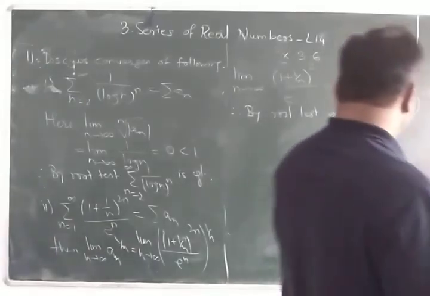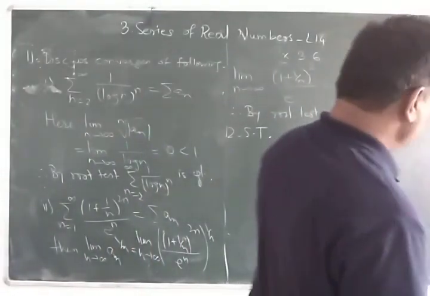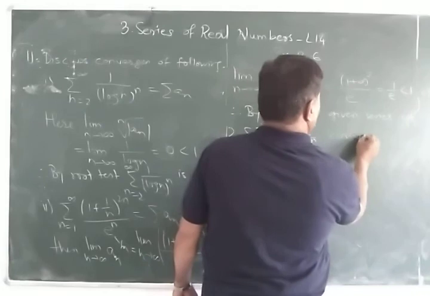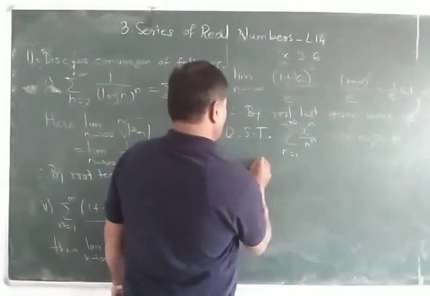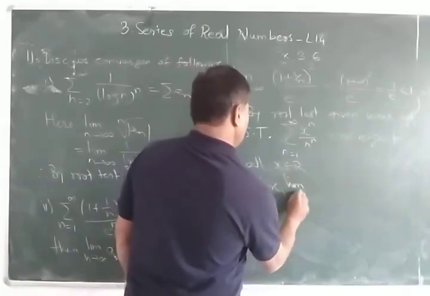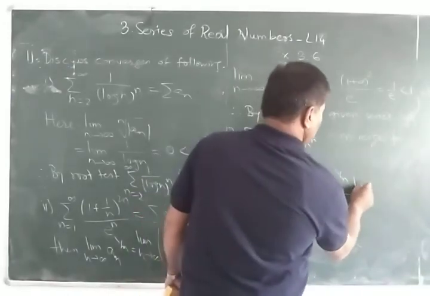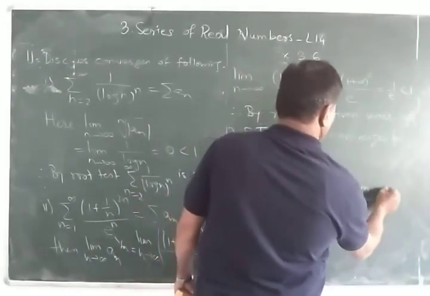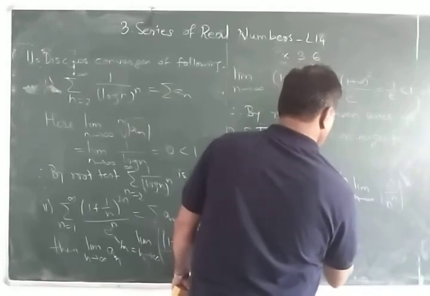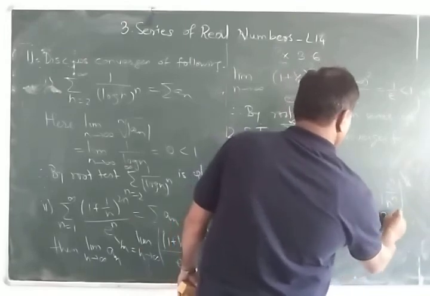Next example, show that summation of x raised to n upon n raised to n converges for all x belongs to R. So here, limit n tends to infinity of mod of a_n raised to 1 by n is equal to limit n tends to infinity of mod of x raised to n upon n raised to n, to the power 1 by n, which is equal to limit n tends to infinity of x upon n, which is 0, less than 1.